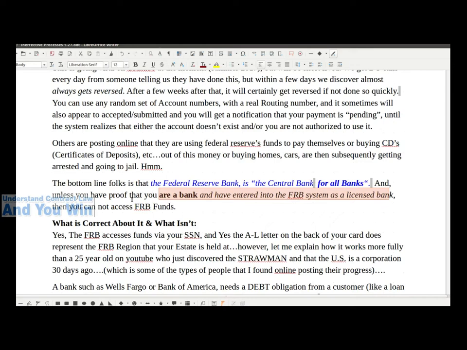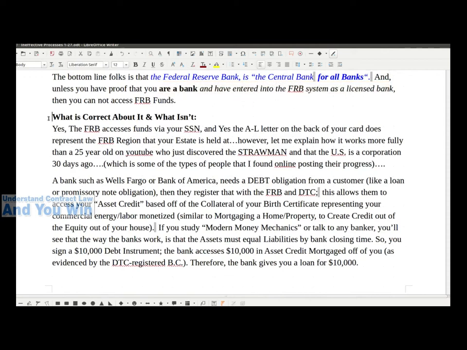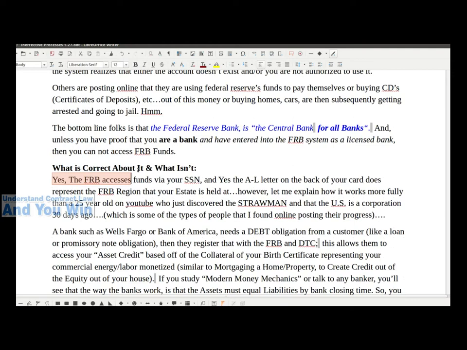So what is correct and what is not correct? Yes, your Federal Reserve Bank access does. So when you go and use your numbers on the back of your Social Security card and your corresponding routing letter, yes, the Federal Reserve Bank accesses funds via your Social Security number. Yes, through the A through L letter on the back of your card. It does represent the Federal Reserve Bank region where your, all caps, birth name estate is held.